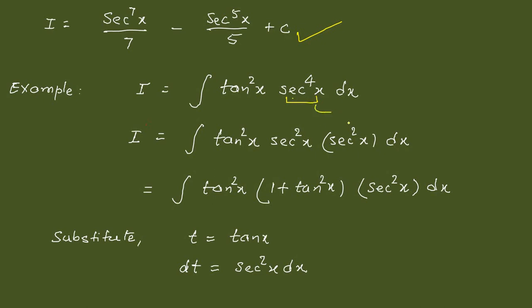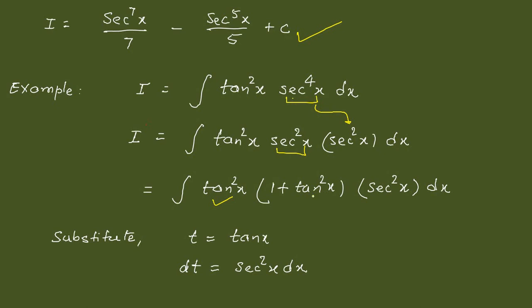So I have taken one sec square x from here, so we are left with sec square x from the sec to the power 4x and tan square x as it is. But this time we have to transform the remaining factors in the form of tan. So this tan square x should be as it is, and the sec square x can be transformed by using the identity as 1 plus tan square x.